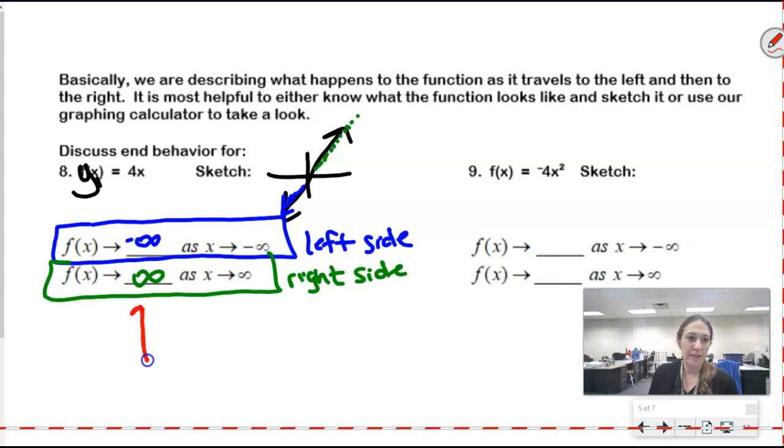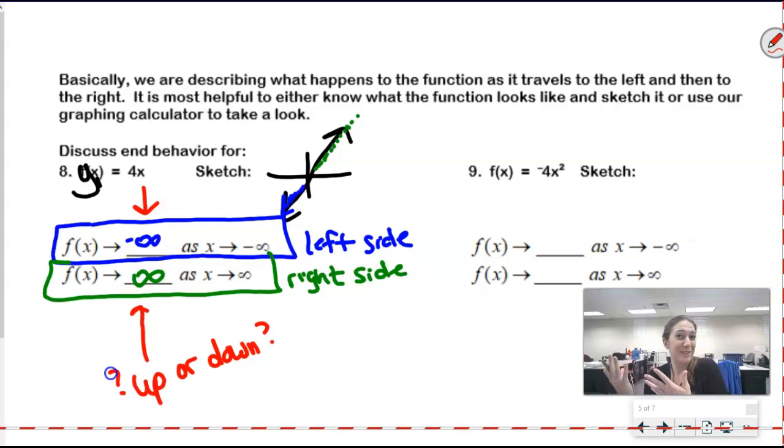So what you're filling in these blanks is just a really fancy way of saying up or down. And up is positive infinity and down is negative infinity. That's it. That's all end behavior is today. I know it seems really weird. The notation is what's really weird.